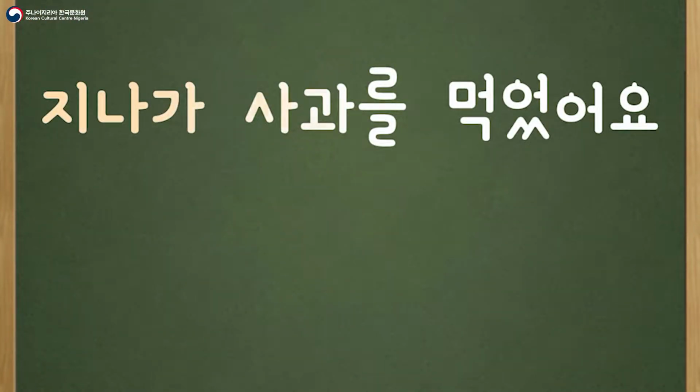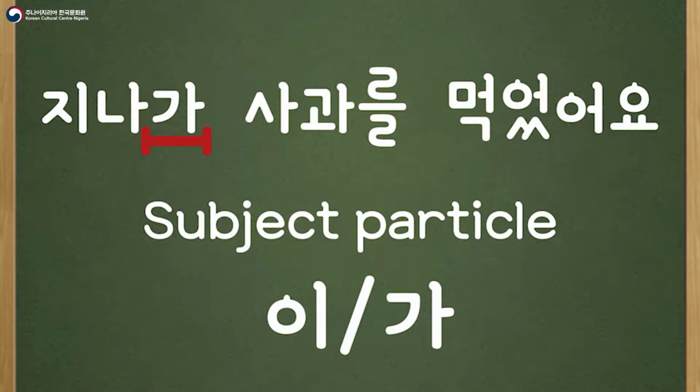First of all, I'll be explaining Tina가 사과를 먹었어요. Here, I used the subject marking particle, and I used 가 because Tina ends with a vowel, which means I have to use 가. But if the name ends with a consonant, I will have to use 이. So here I'm going to be using 가.